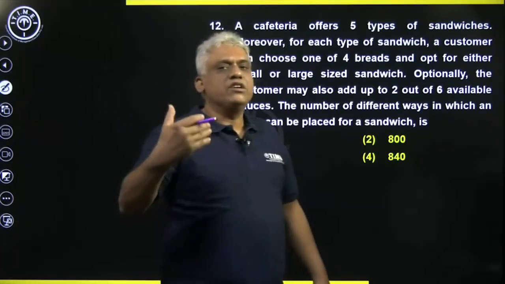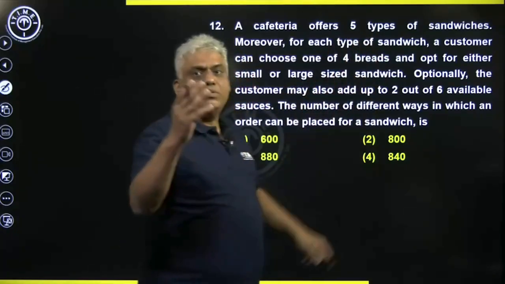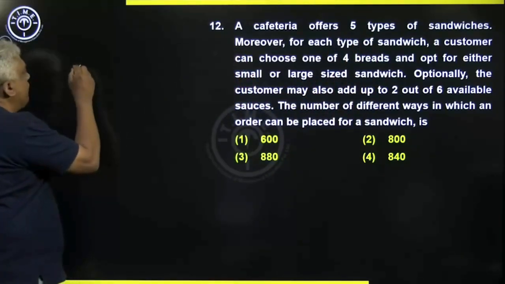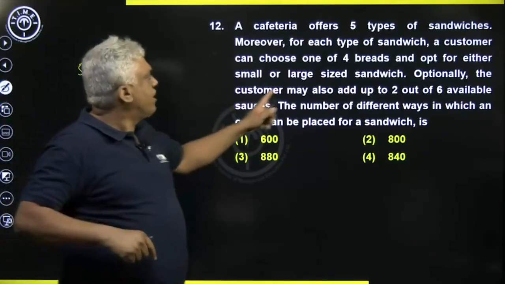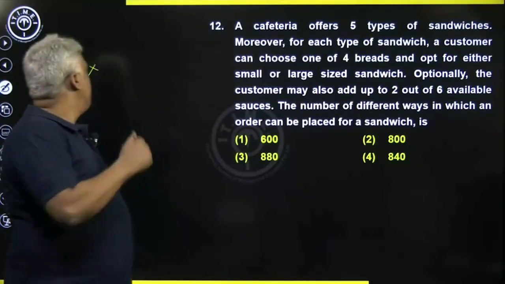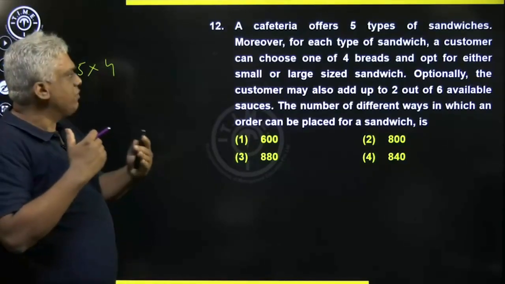So you see, if a customer comes, he can order any type of sandwich. So he can order in 5 types. There are 5 types of sandwiches, and for each type of sandwich there are 4 types of bread. Okay, so 5 into 4. So 20 ways he can choose the type of sandwich and the bread.